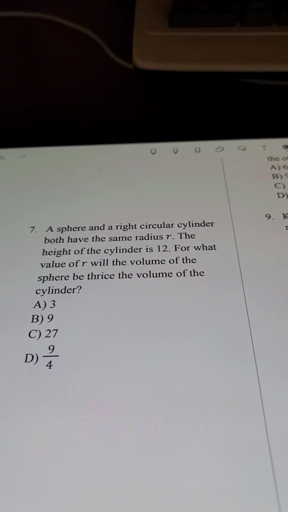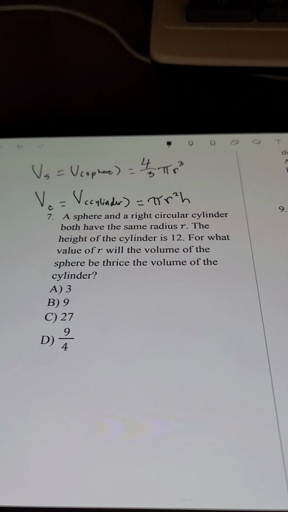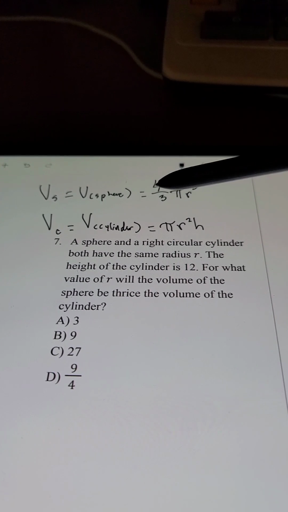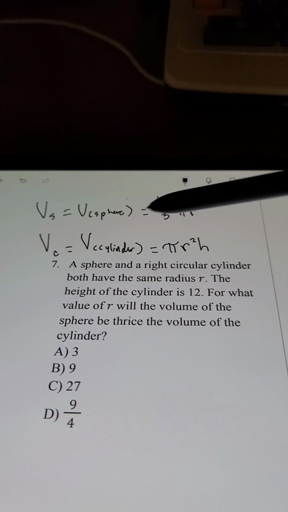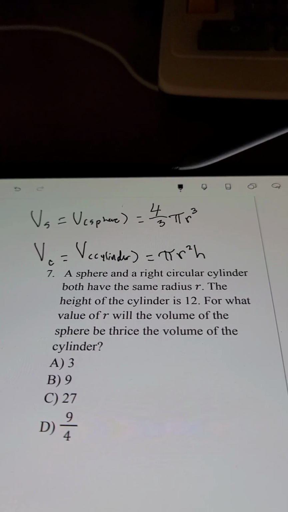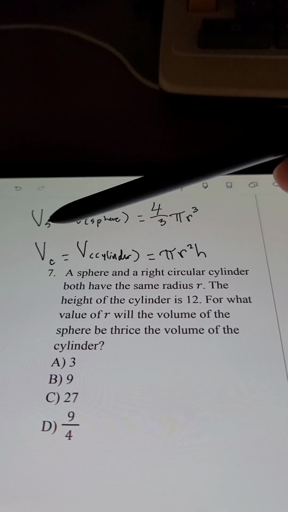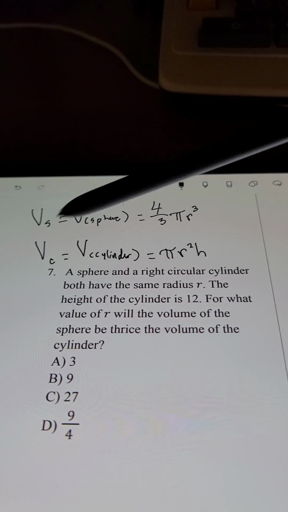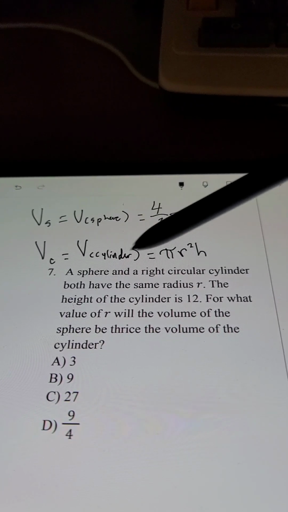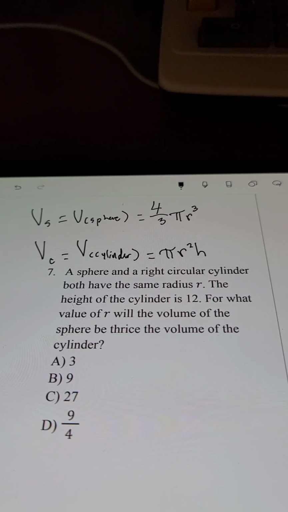Okay, pause to read number 7 if you haven't already. So I've written the general formulas for the volume of the sphere and volume of a cylinder, and from this point forward, I'm also going to say Vs could be representing the volume of the sphere, and Vc could be the volume of the cylinder.